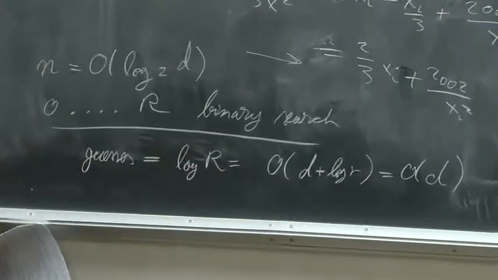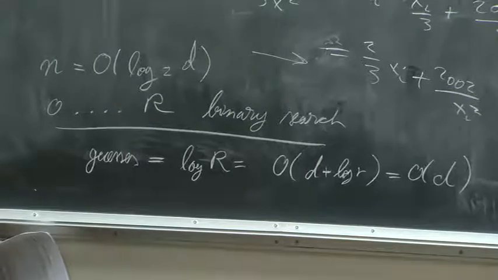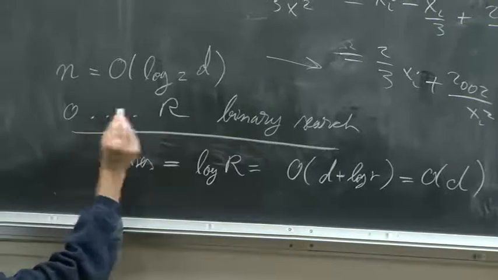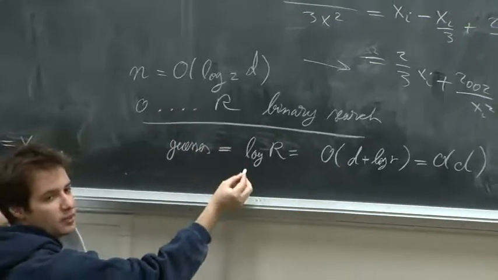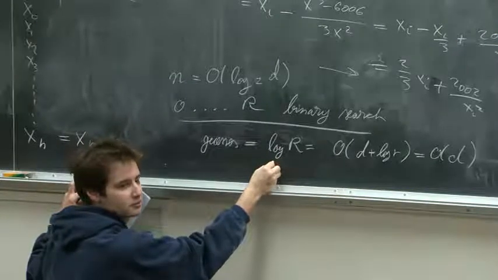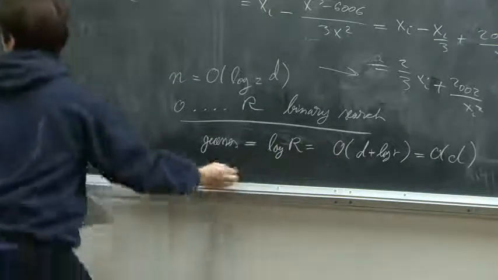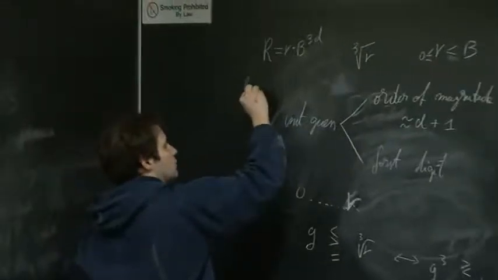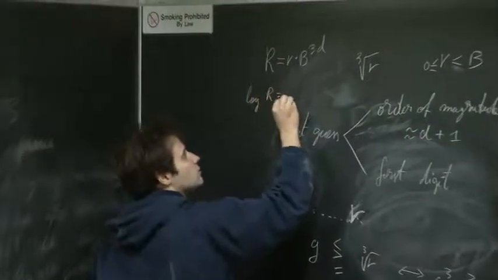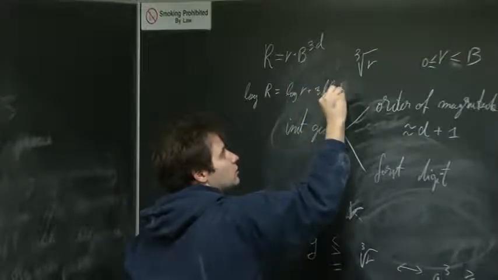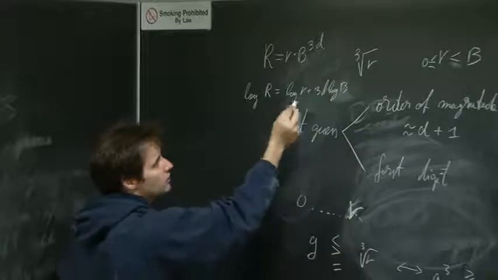Does this make sense for everyone? I didn't quite follow what happened there. So I'm doing a binary search on the range from 0 to r. How many steps? How many guesses? Log r, right? This is binary search. R is little r times b to the 3d. So if we take the log, log r is log little r plus 3d log b. B is order 1, so we get order of d.